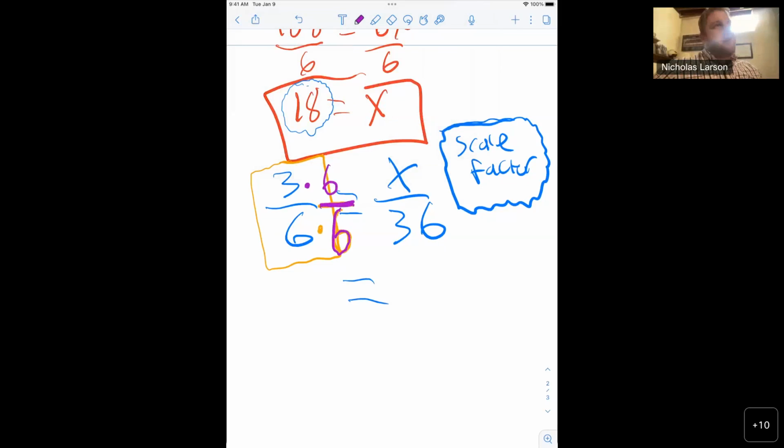So another way to solve this problem is to find something called the scale factor. And I get, hey, 3 times 6 is 18, 6 times 6 is 36. Guess what? X over 36 is going to equal 18. So that is another way that you can look at these proportions: can I multiply by a certain number on the top and bottom to get it equal to itself?